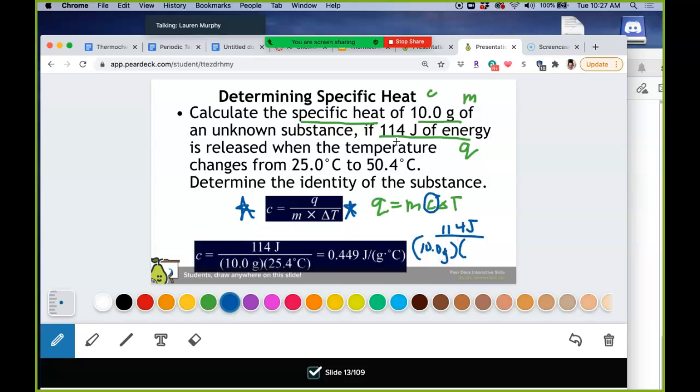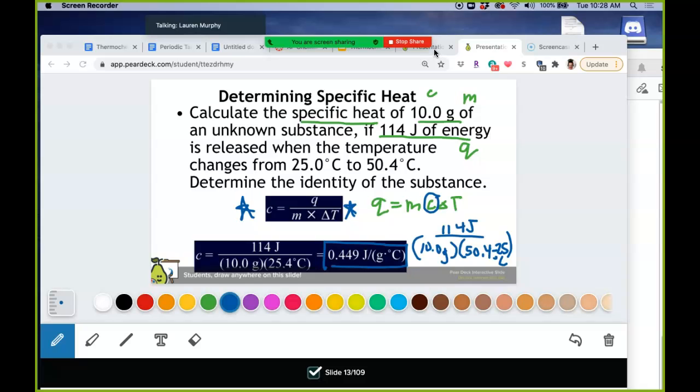And then the delta T is 50.4, that's final, minus initial, which was 25, sorry, I ran out of room, degrees Celsius. And you should be getting 0.449 joules per gram degrees Celsius. I'm going to give you a second to do that, please. All right, any questions so far?